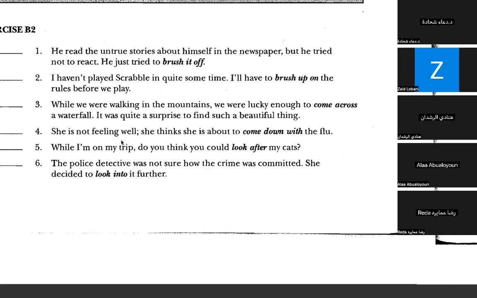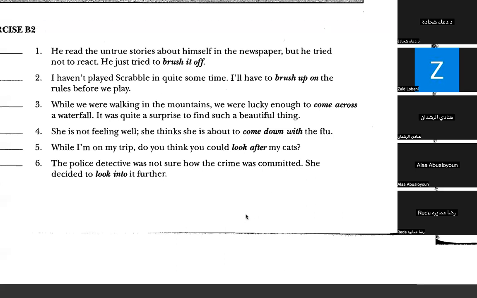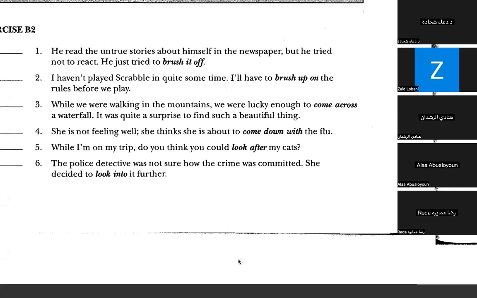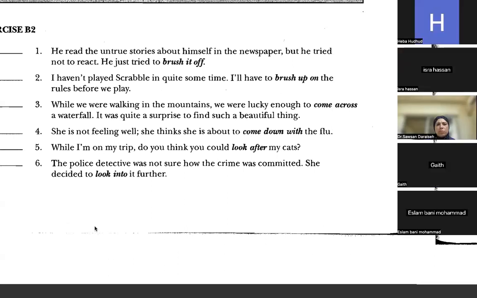Okay, where are we? We are right here. Number 4. She is not feeling well. Yes, Dr. Ghaith, would you like to help us with that one? She is not feeling well. She thinks she is about to come down with the flu. To infect. All right. We say, she's not feeling well.